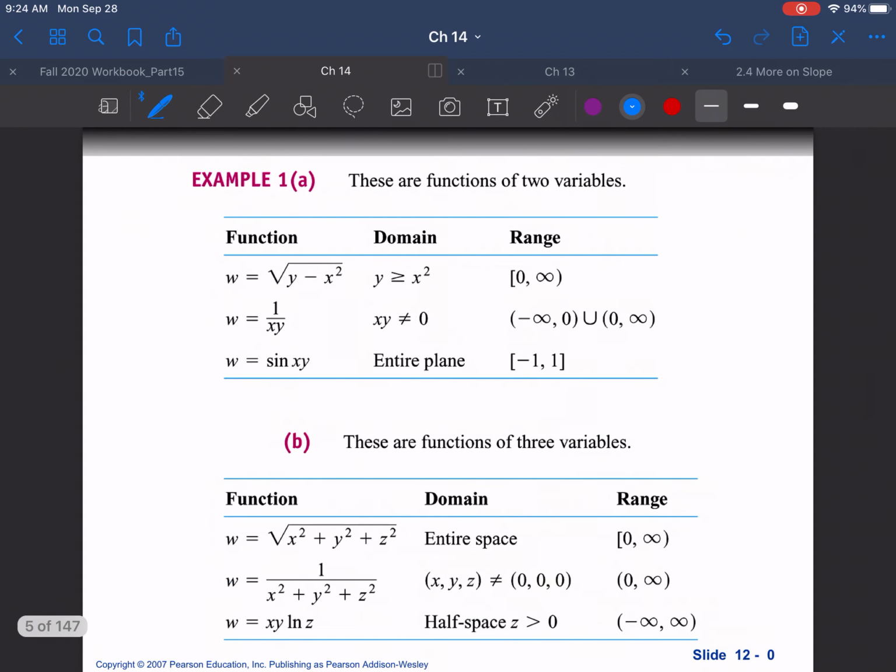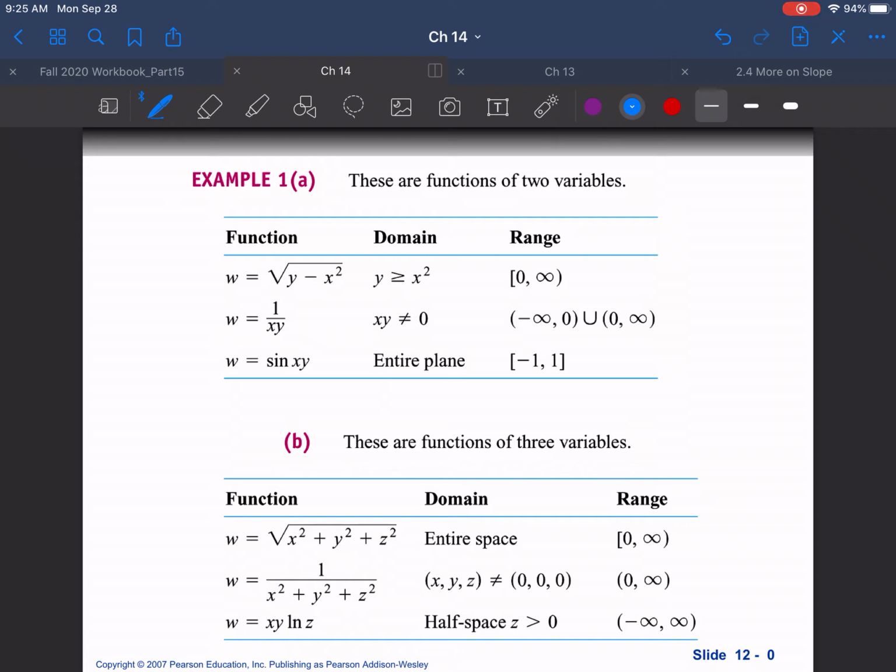Here we have functions of two variables, and you can see what we had before. Now instead of z, we just wrote a w. So w equals the square root of y minus x squared. The domain is everything such that y is greater than or equal to x squared, because otherwise you end up with a negative under the square root, and we're getting into numbers that are no longer real. Therefore, we have a range of 0 to infinity.